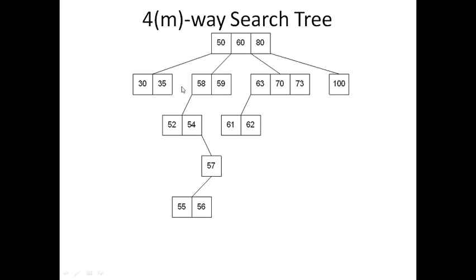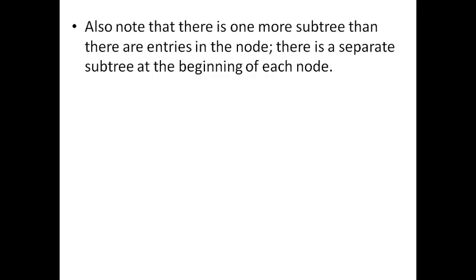If you view it from 50, then this is a right subtree, whereas if you look at it from 60, it's a left subtree. And also note that there is one more subtree than there are entries in the node. There is a separate subtree at the beginning of each node.